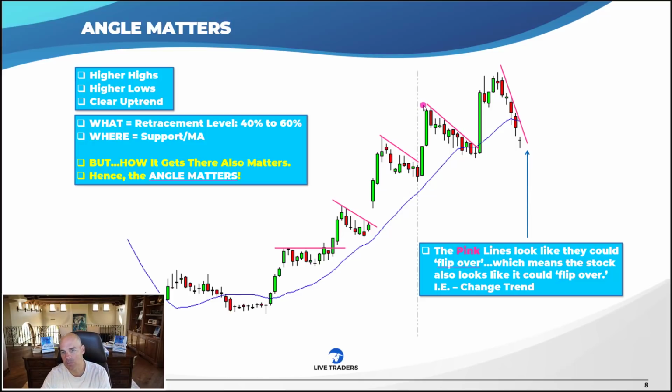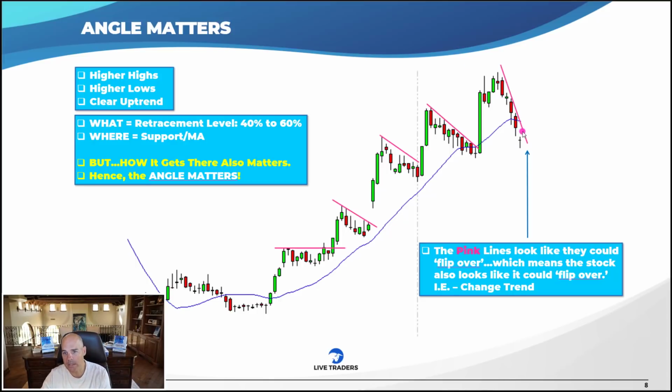But now as we start to move up here and here, especially this last one, note the angle here. Right? It says the pink lines look like they could flip over, which means the stock also looks like it could flip over, i.e. change trend. You do not want this type of angle or this level of angle. It's too steep.